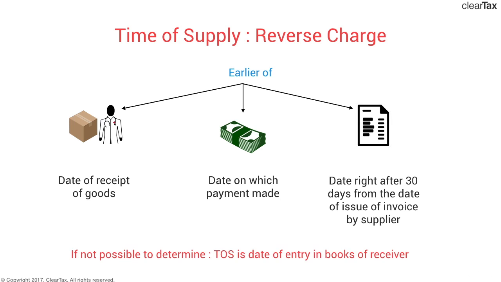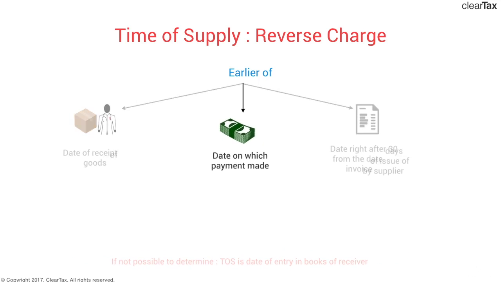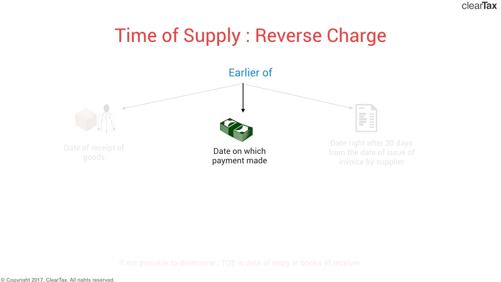Now, in case it's not possible to determine any of these 3 dates precisely, then the time of supply would be the date of entry in the books of the receiver, which shows that the transaction is final and the revenue to the supplier has materialized. For date of payment, it's the same situation as we had seen in the case of time of supply under the normal situation.